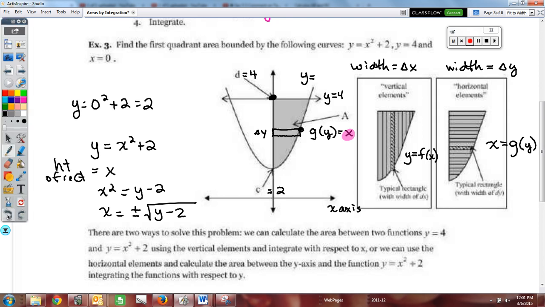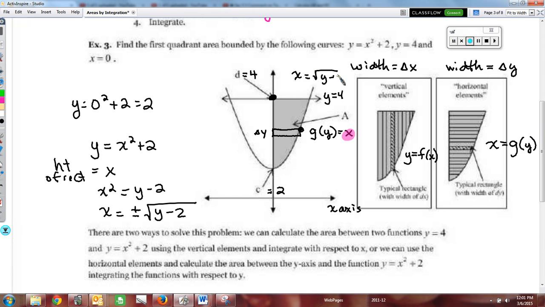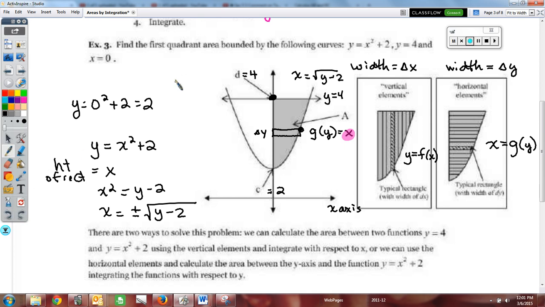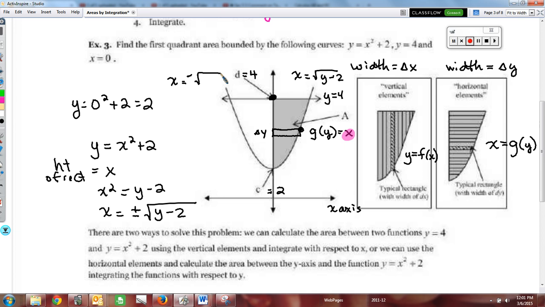so you very quickly get mixed up between your x's and your y's. x equals the square root of y minus 2. This side is, again, x equal to the negative of the square root of y minus 2. So you actually have two pieces to this, because it's not really a function. x is not a function of y because there are two parts. But we only need between this portion of the curve and the axis. So this is going to be the g of y that we're going to use in our integral.